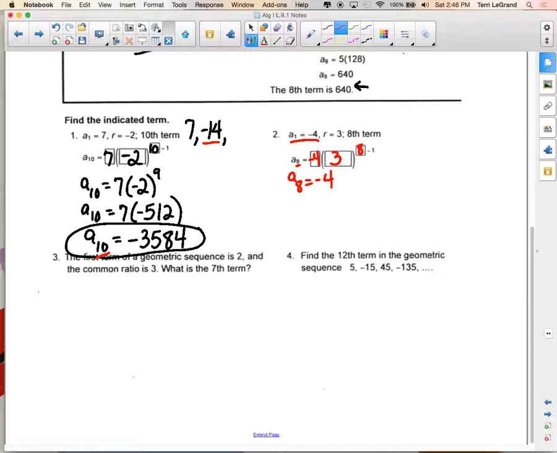negative 4 is going to stay negative 4. 3 is going to be raised to the 7th power. So a sub 8 is equal to negative 4, not times 3, but 3 to the 7th power. What is that? After we have that, then we'll go back and multiply that times our first term and get our 8th term of this sequence.